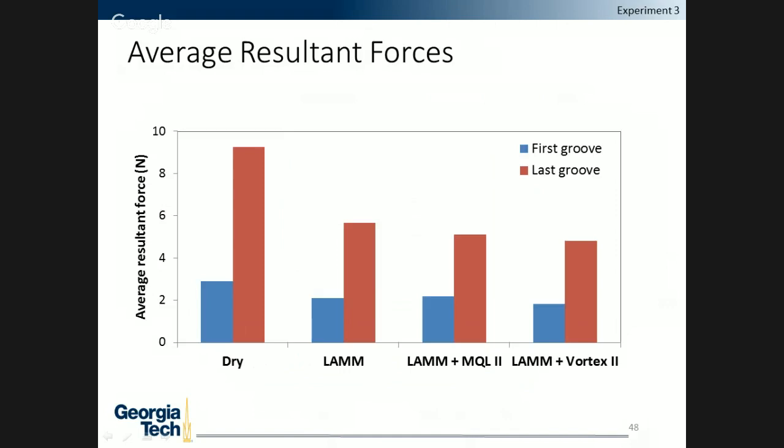Vortex 2 also did reduce cutting forces by 15% compared to LAM as well. And we did repeat the MQL test to verify, and we saw that these cutting forces results were repeatable, and that 10% decrease was constant.